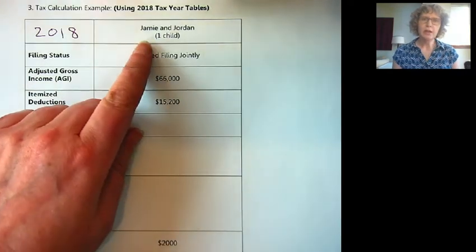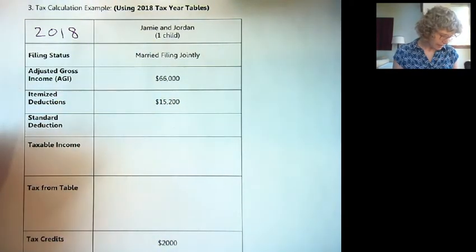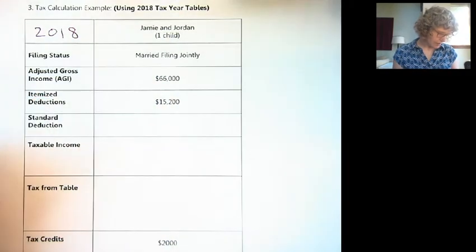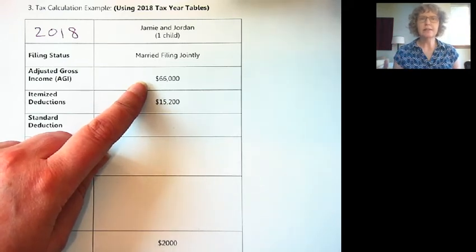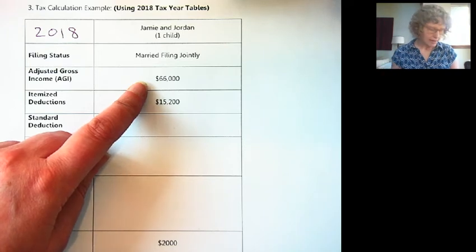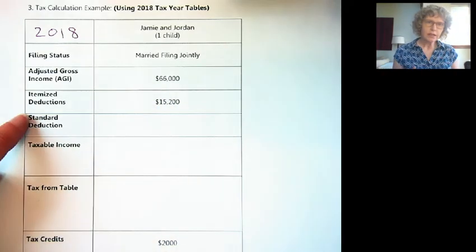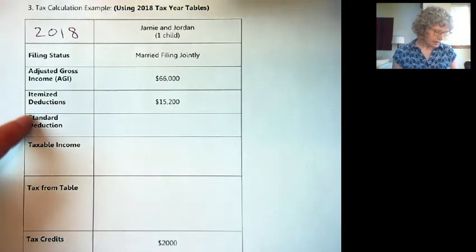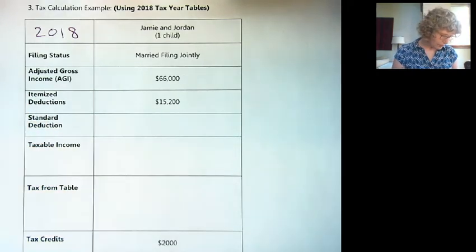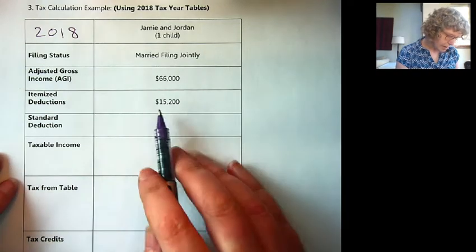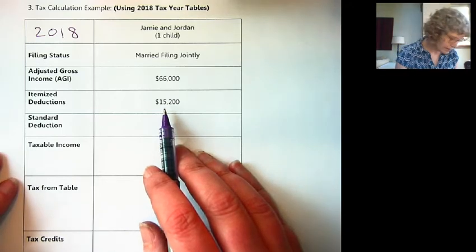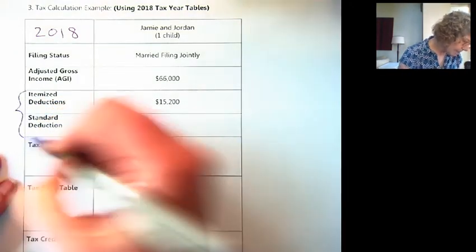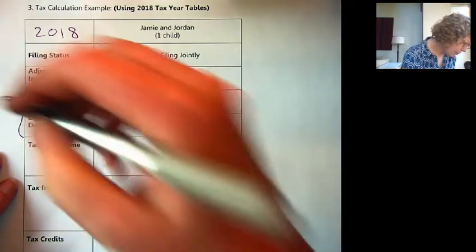So here's our family. We have Jamie and Jordan with one child, and they are married and filing jointly. We already have their AGI, so remember from the last video, that's when any pre-tax things like benefits, retirement has already been taken out. Then we need to take the higher of these two. So they were able to itemize $15,200 through maybe mortgage interest, donations, other things like that. We want to choose the higher.